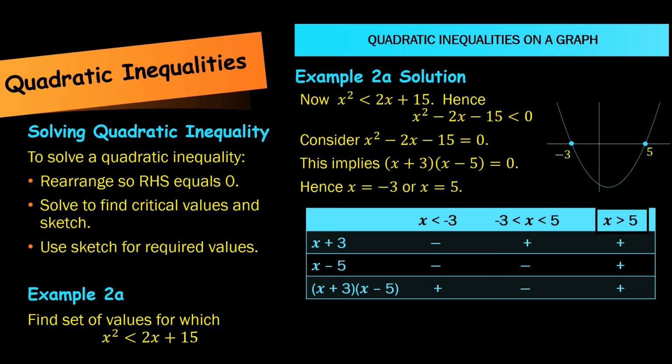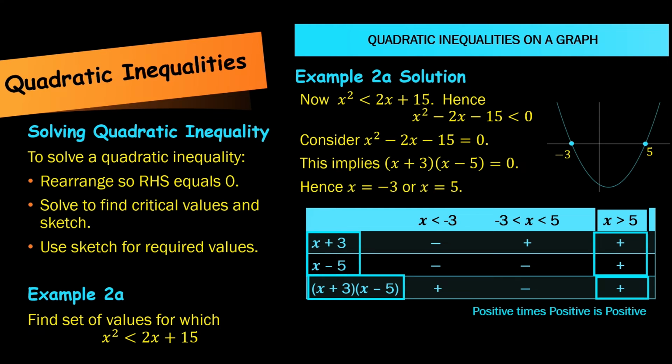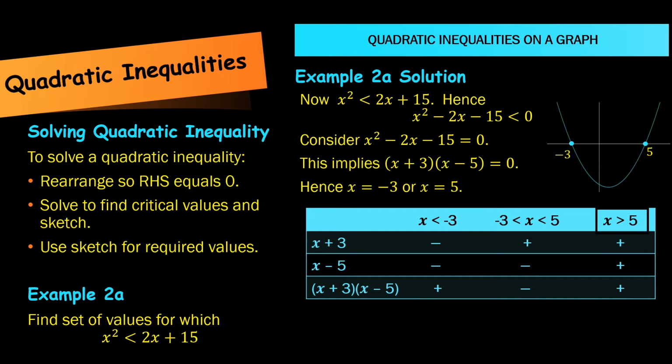And finally, for x greater than 5. If x is greater than 5, x plus 3 is positive. x minus 5 is also positive. And therefore x plus 3 times x minus 5 is positive also, since a positive times a positive is a positive. So the values of x which satisfy x squared minus 2x minus 15 less than 0 are minus 3 is less than x is less than 5.